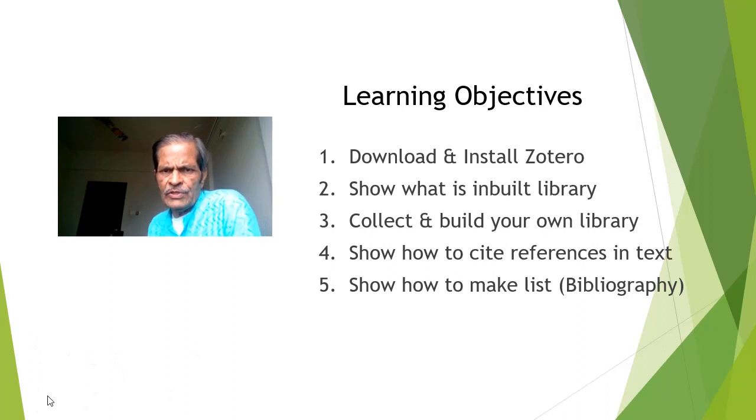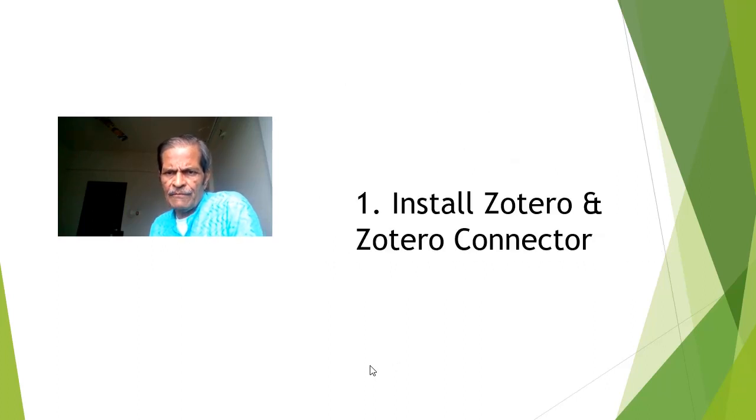The second objective is to show what is the inbuilt library. The third one is to collect and build your own library with the help of ZOTERO. The fourth is to show how to cite the references in the text. And the fifth one is to show how to make the list or the bibliography at the end of the text. So the first objective is to install ZOTERO and ZOTERO connector.